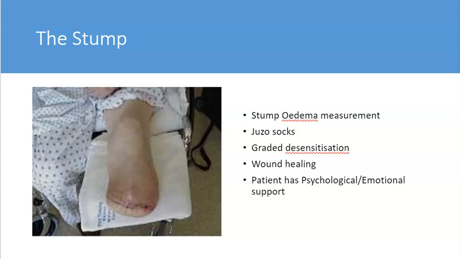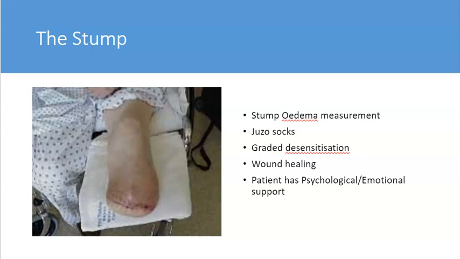And then we've got to think about the swelling. The stump is going to swell and shrink day to day, week to week, month to month, year to year, until it kind of stabilizes. You're going to have to try and get the patient to touch the stump as quickly and as often as they can to get that graded desensitization, letting the brain know that the limb is no longer there, and effectively just helping with that psychological and emotional process of dealing with the bereavement of losing a limb.